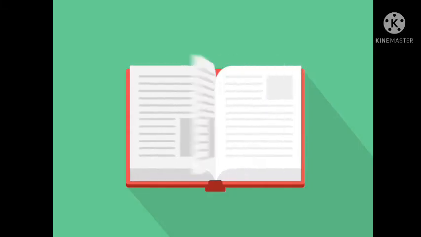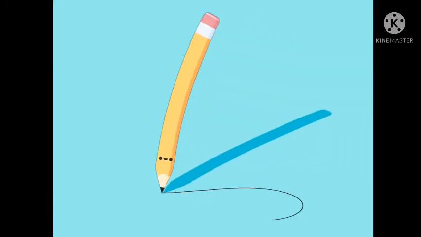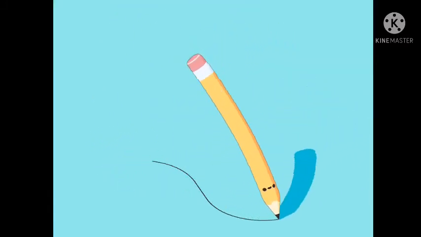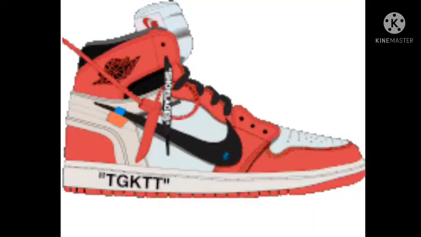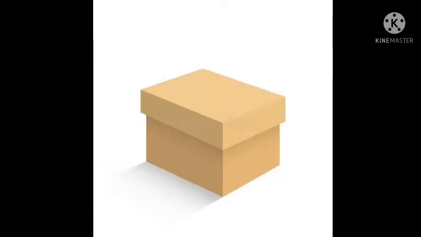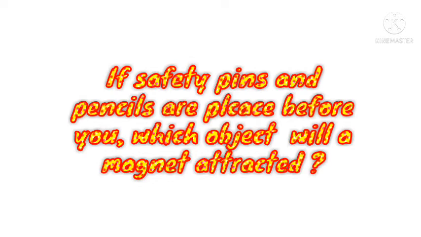Now let's see some non-metallic objects, like the book you write on and the book you read. The pencil, drawing with the pencil, a magnet cannot attract a pencil. Then the shoe you put on, a magnet cannot attract. The paper box is also an example which a magnet cannot attract. There are a lot of examples, but these are a few examples of things a magnet cannot attract.